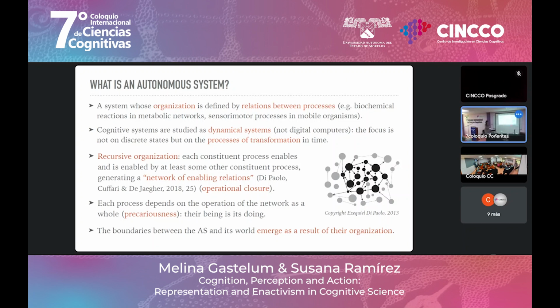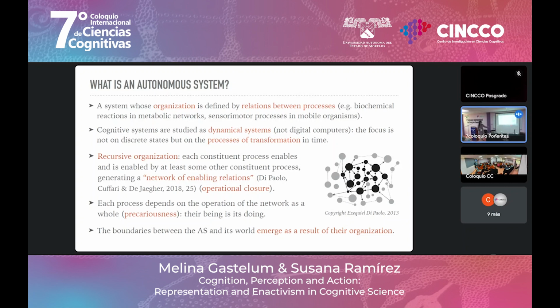One of these processes cannot exist if it's not because of the functioning of the whole, right? So it will disintegrate if you leave it by itself. Like a chemical reaction cannot, or our lungs cannot function if it's not because of our whole functioning, right? So the boundaries between the autonomous system and its world emerge as a result of their organization. So again, their being is their doing.